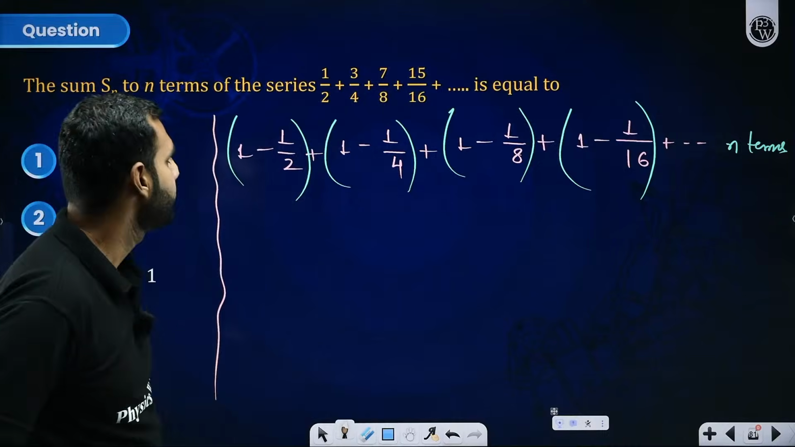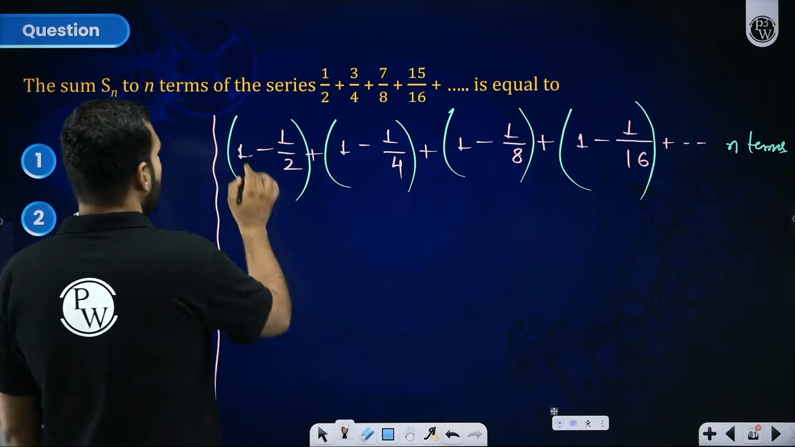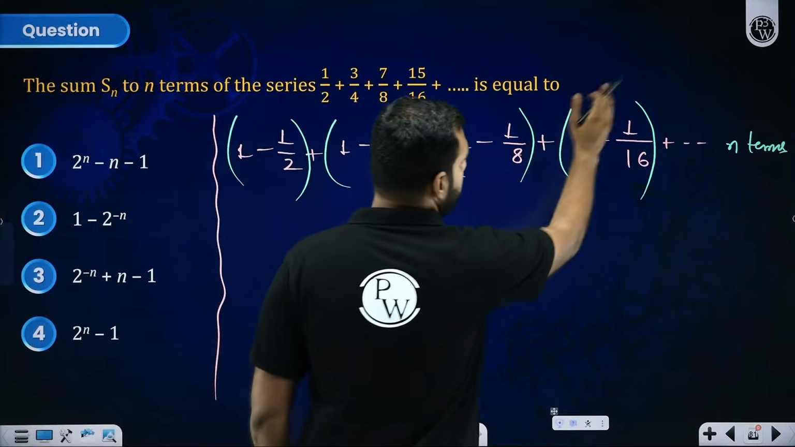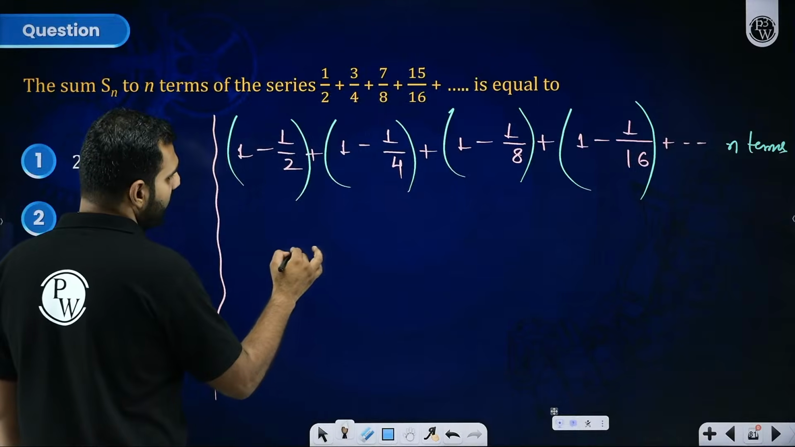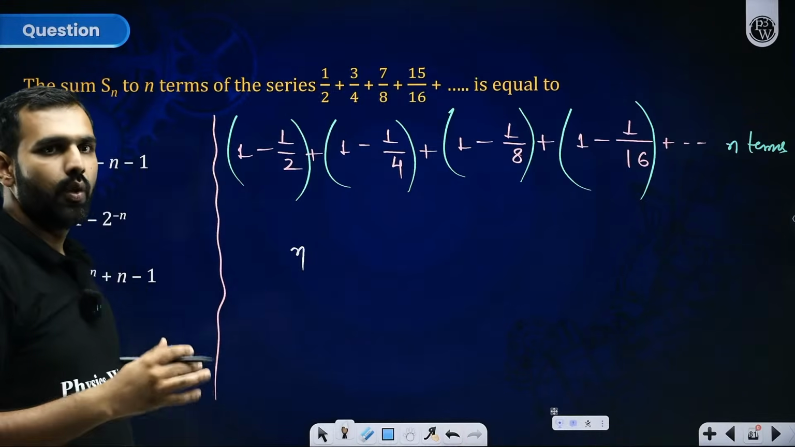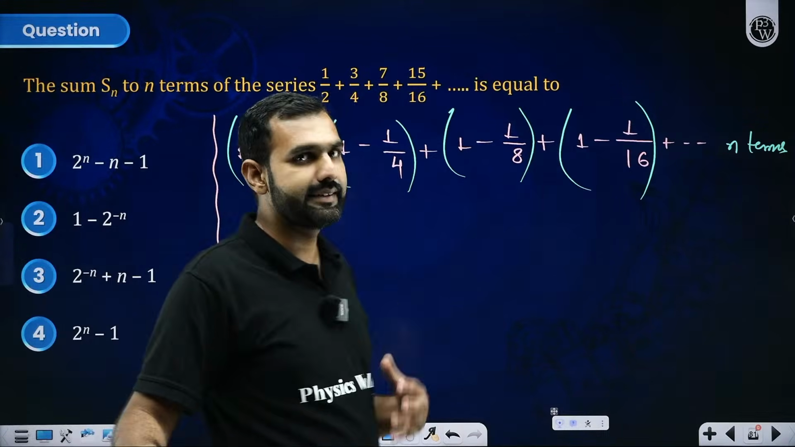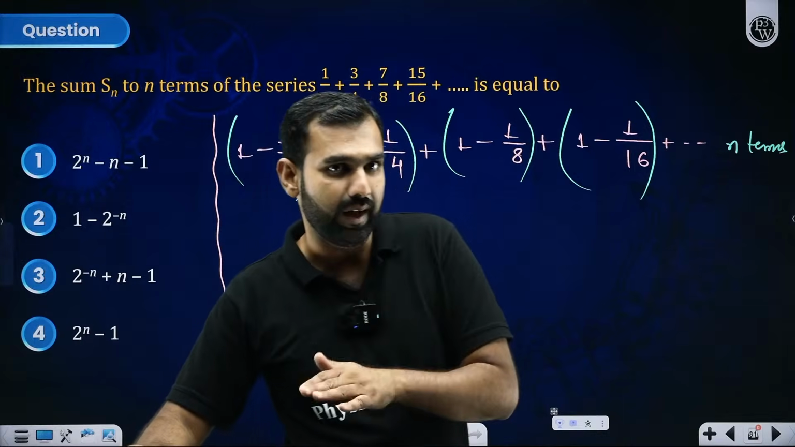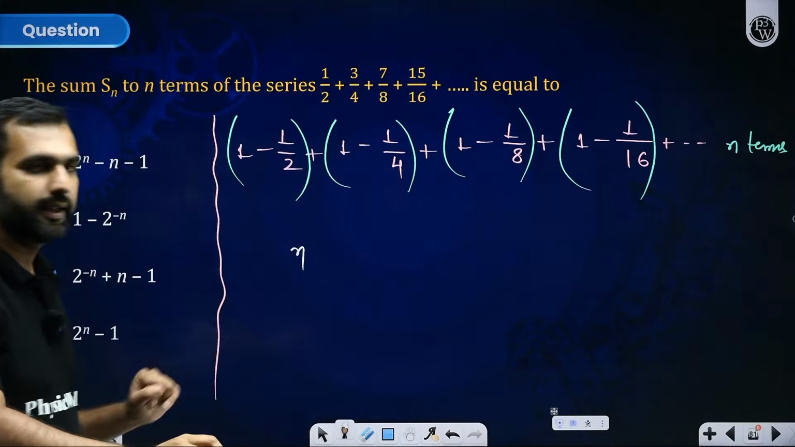Let's talk about that. So 1 plus 1 plus 1 plus 1, n times. If I'm adding 1 n times, it will be n. 1 added 3 times is 3. 1 added 10 times is 10. So 1 if added n times, it will be plus n. Did you all get this?